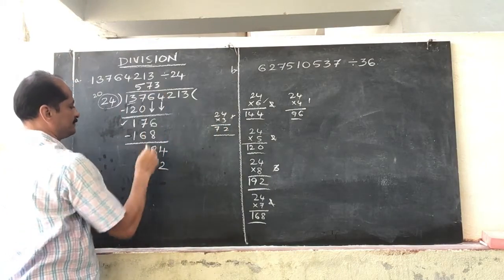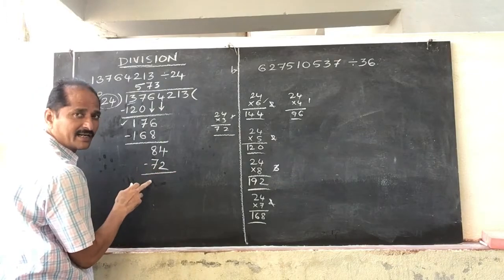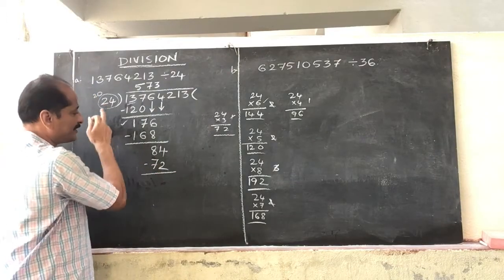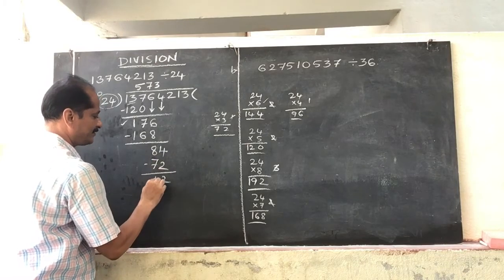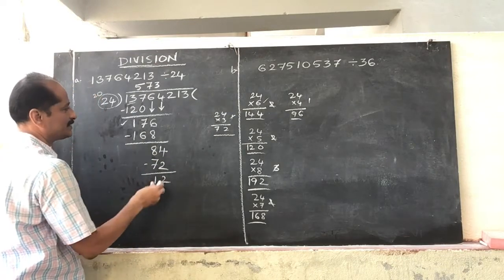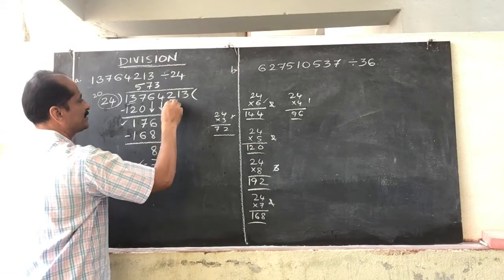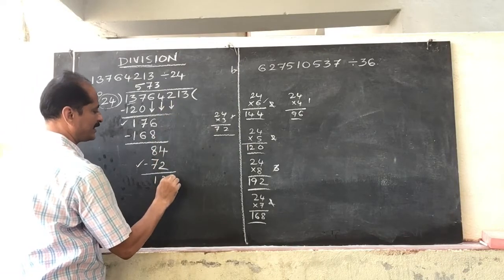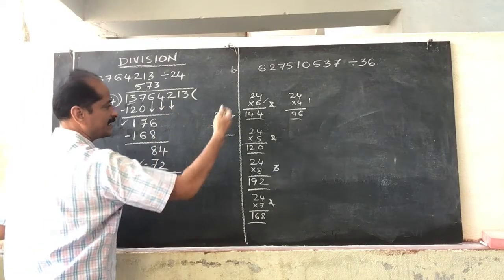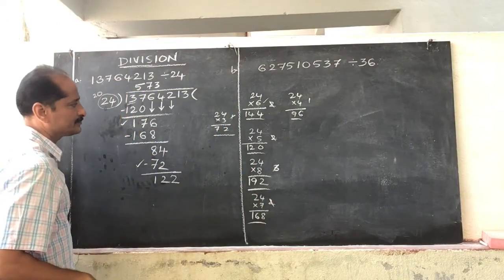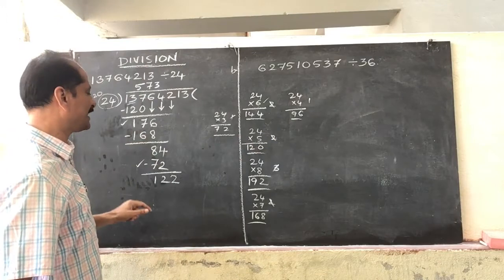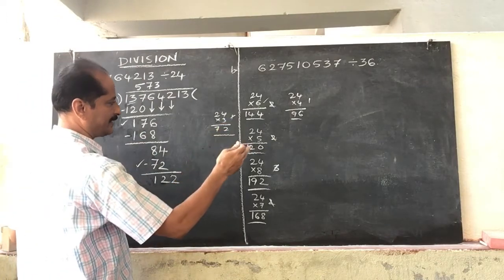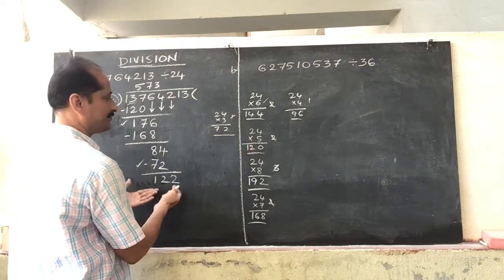24 3s are 72. How much should you get as remainder? Remainder should be less than 24. 4 minus 2, 2. 8 minus 7, 1. 12. 12 is less than 24. So this step also is correct. Then bring down the next digit 2. How much? 122. In these multiplications, where is 122? 72 is there, 96 is there. If I add another 24 to 96, that is 5 times 120. Yes, 5 times it will go.